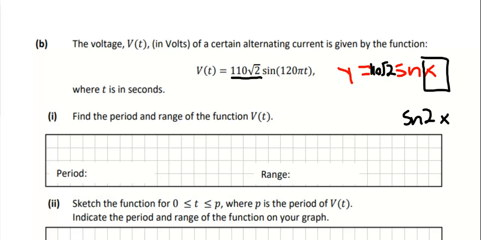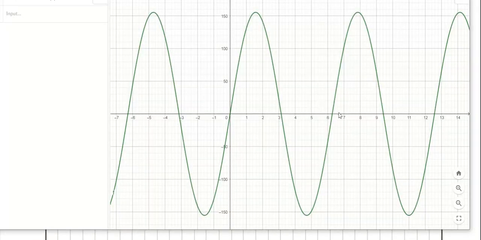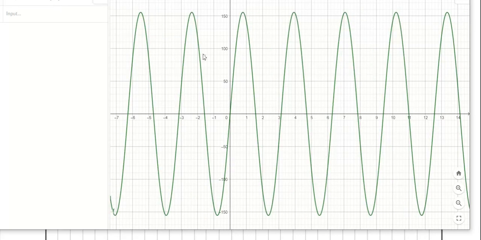Let's reread the question. Seconds, excuse me. It takes 6.28 seconds to complete a full cycle. Now, if I change that to 2x, it completes the cycle in half the time because it goes up, down, and back up again.